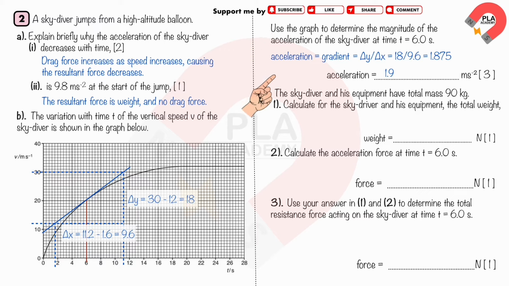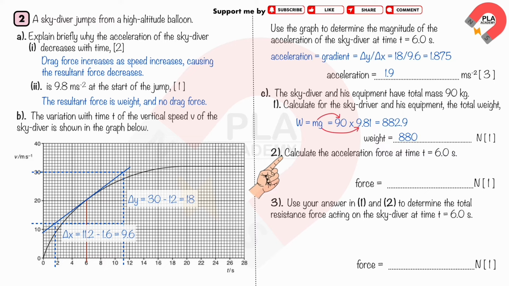C. The skydiver and his equipment have total mass 90 kilograms. 1. Calculate for the skydiver and his equipment the total weight. We calculate the weight by the equation W equals mg. Substituting m equals 90 kilograms and g equals 9.81 meters per second squared. We get the weight equals 880 newtons for two significant figures.